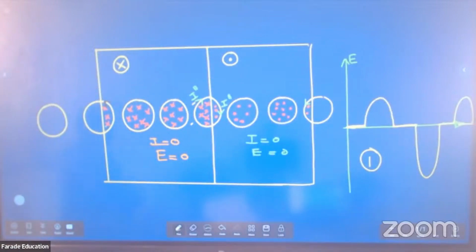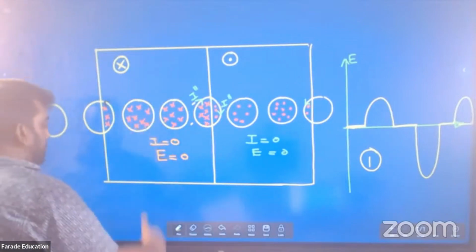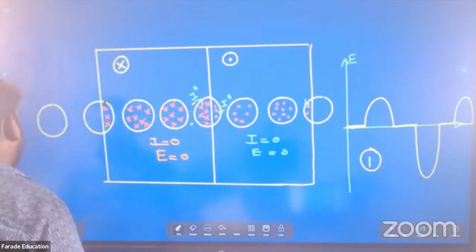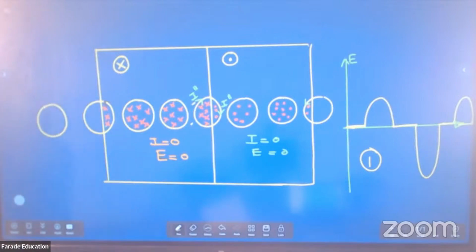As the circular loop enters, the number of field lines going through it will increase. To oppose this change, we can use Maxwell's corkscrew rule.